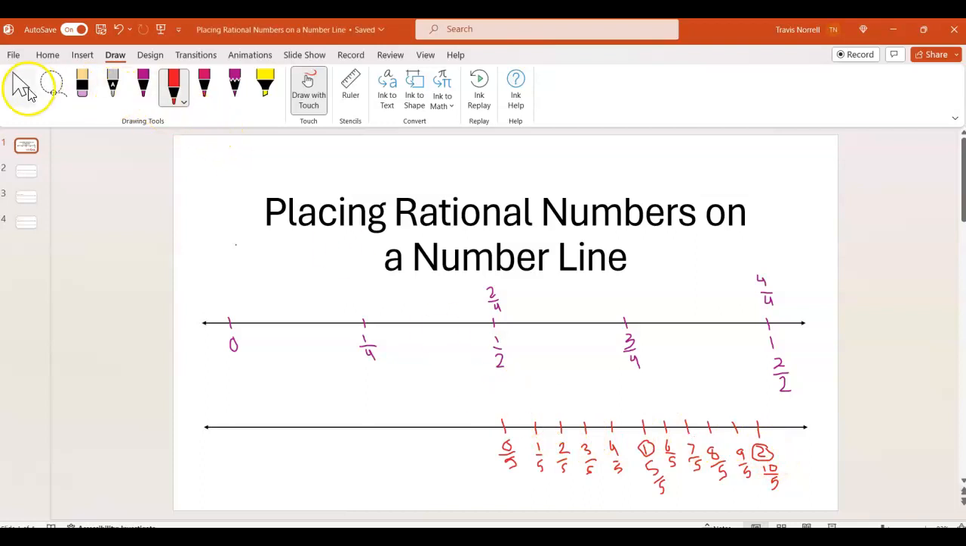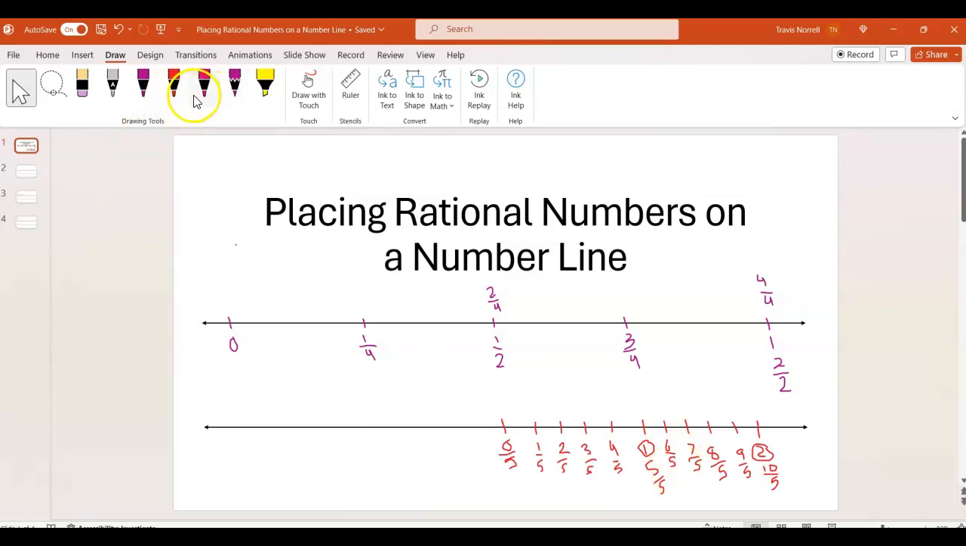So we have our 0, 1, 2. We have our whole numbers. We have our positive fractions. We have our positive improper fractions. How could we make these into mixed numbers? Well, pretty easily.